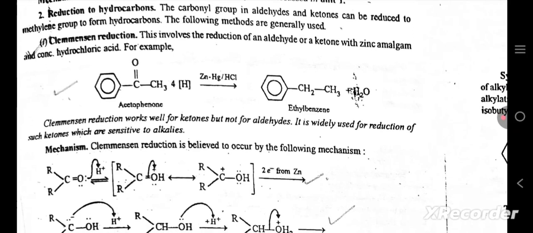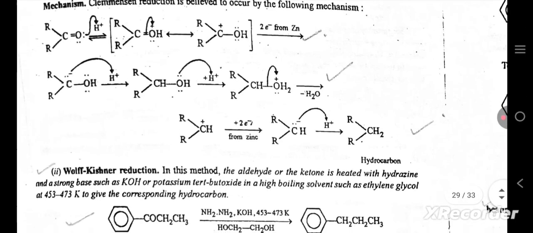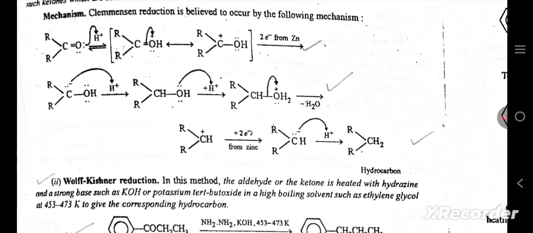Clemmensen reduction. This involves the reduction of an aldehyde or a ketone with zinc amalgam and concentrated hydrochloric acid. Clemmensen reduction works well for ketones but not for aldehydes. It is widely used for reduction of such ketones which are sensitive to alkalis. Clemmensen reduction is believed to occur by the following mechanism.